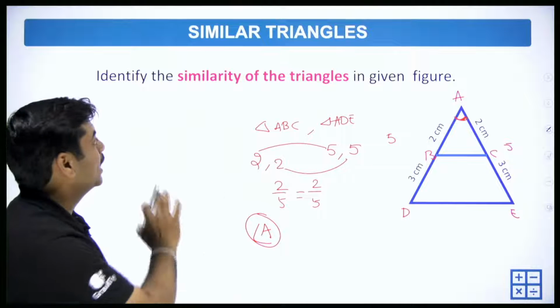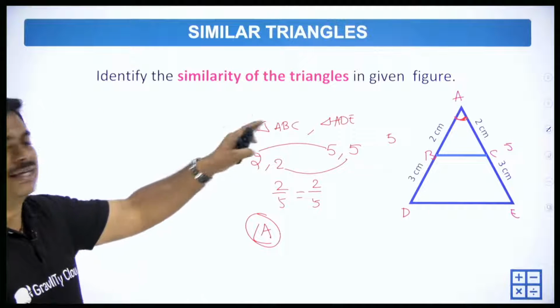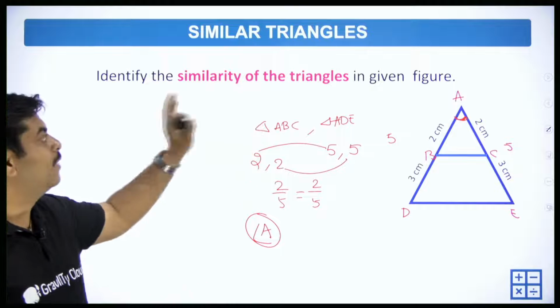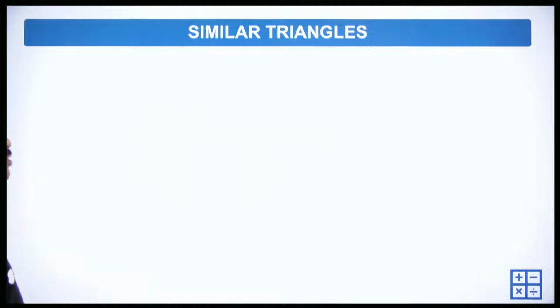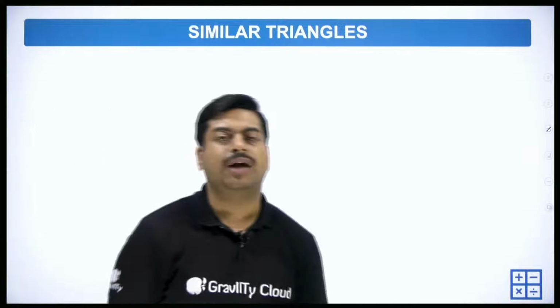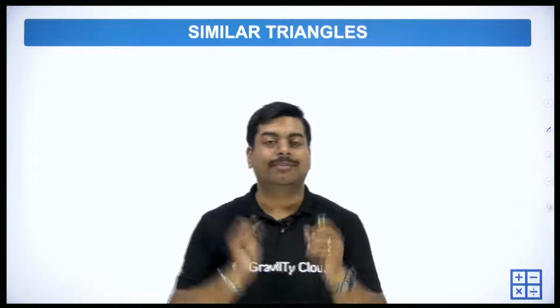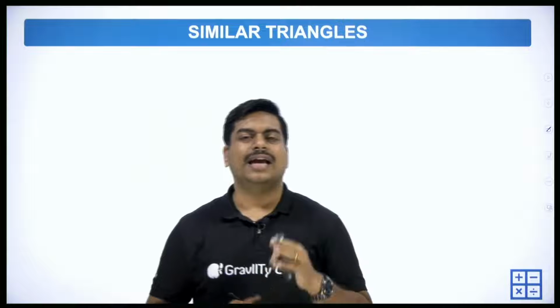So based on this, we can say that based on SAS, side, angle, side, these two triangles are similar. Okay, in the coming class, we are going to have more discussion about similarity of triangles, and don't get confused between similarity of triangles and congruency of triangles, right? Thank you so much, students.